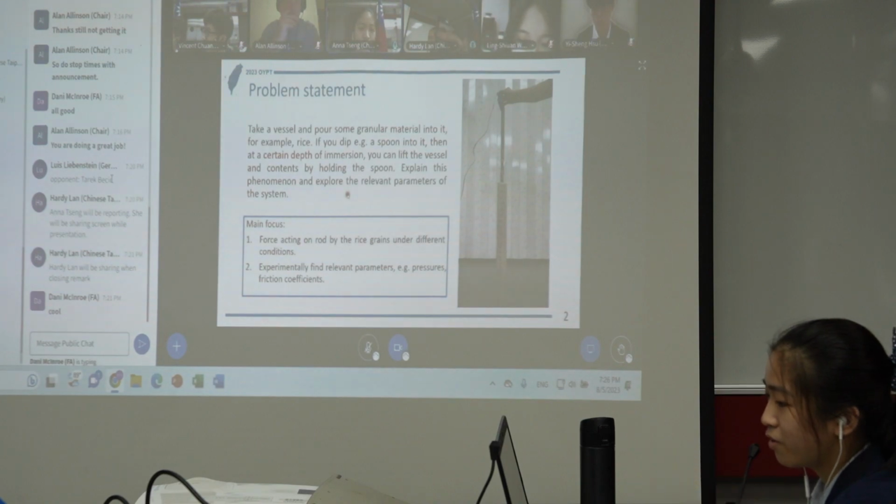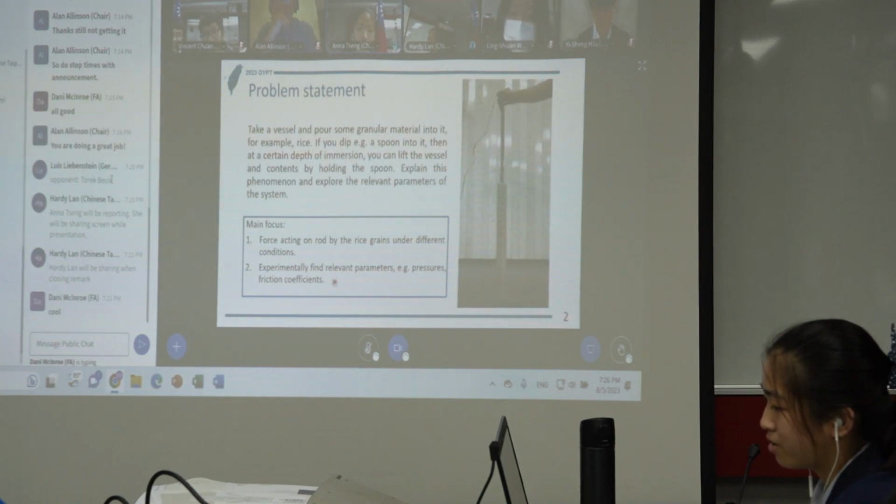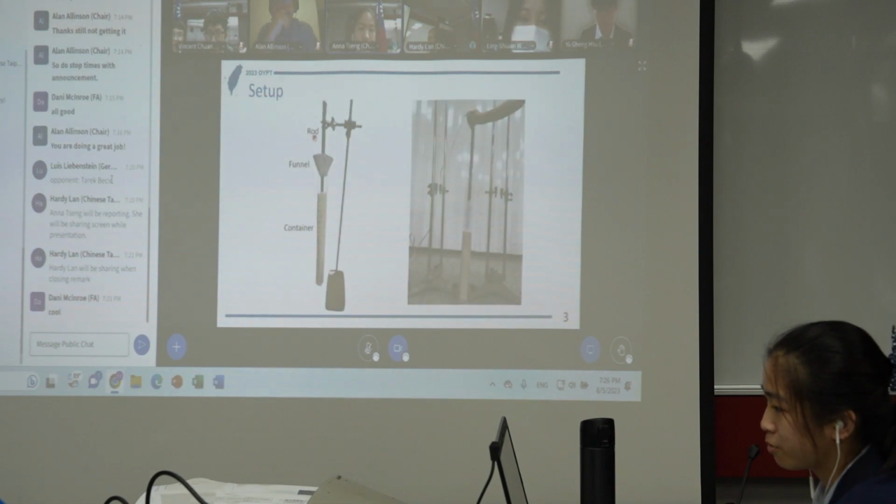We will mainly focus on the force acting on the rod by the rice grains under different conditions, and experimentally find relevant parameters like pressure and friction coefficient. And here is our experimental video. You can see that we can lift up the whole system by holding the spoon. Here is our experimental setup.